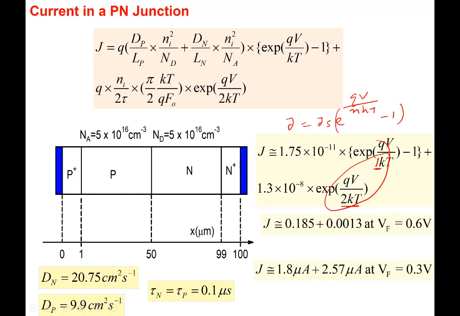Why is this important at low bias? Look at the pre-factor here. The pre-factor is several orders of magnitude larger than the pre-factor here. So at low voltages, this becomes important, but as voltage keeps on increasing, this term doesn't increase as fast as this term. QV by KT increases faster than this particular term. So pretty soon this term overtakes this particular one and becomes much larger than this. And then you need to consider only this here. Okay.